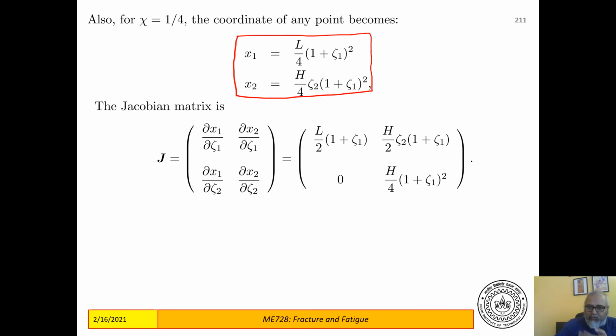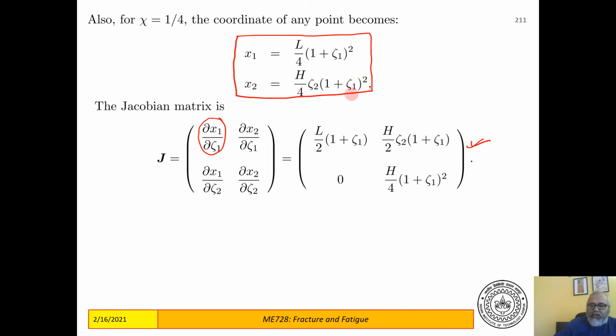For those who know how isoparametric mapping is done, you would know that there's a Jacobian matrix and the determinant of the Jacobian matrix that needs to be calculated. The Jacobian matrix is simply this, del x1 del zeta 1, but now we have x1 and x2 for this collapsed element in terms of zeta 1 and zeta 2. So these we can calculate very easily. And this is your Jacobian.